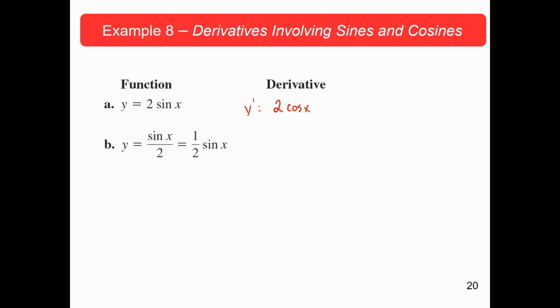What about sine x over 2? Well, we can rewrite this as 1/2 sine x, right? So y prime would just be 1/2 cosine x, because we're taking the derivative of sine as cosine.